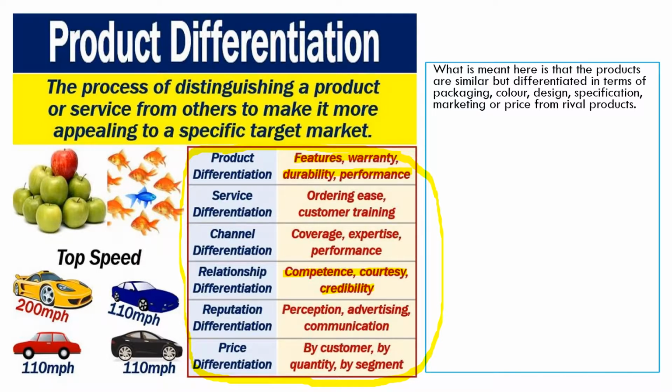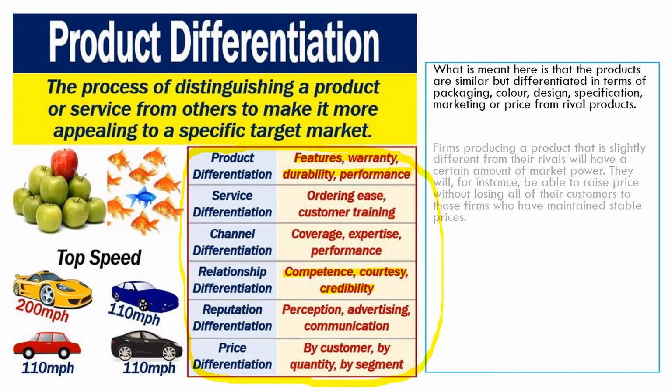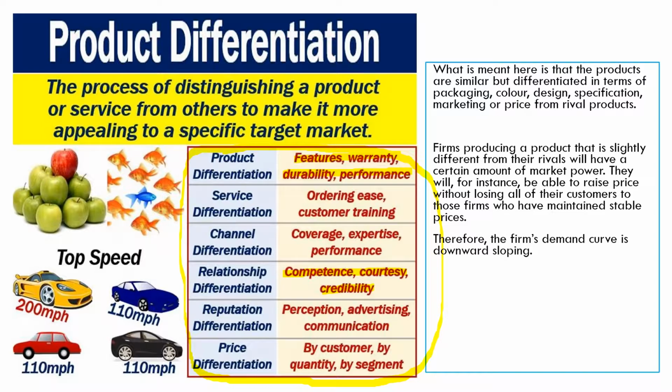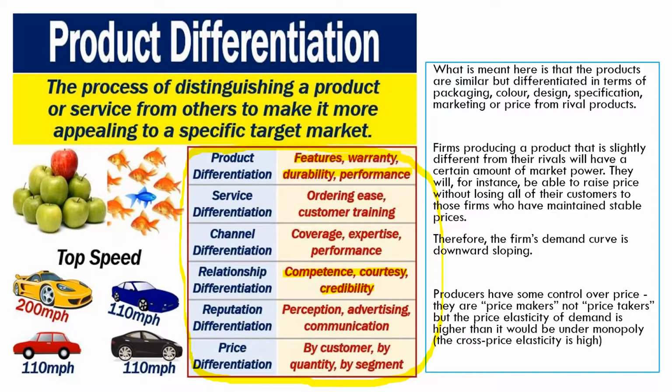What we mean in this context is that products are similar but differentiated in terms of different packaging or color or design or so on. So we have a certain amount of market power, so we can raise price without losing all our customers. So we have a downward sloping demand curve. We're not price takers here, we are to a certain degree price makers, although again, the price elasticity of demand might still be quite price elastic.